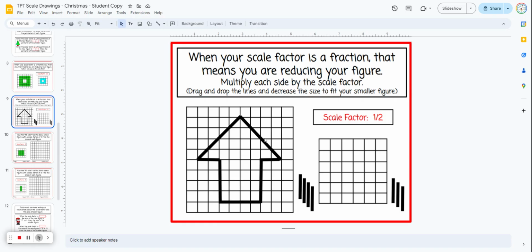This one we have an arrow shape, and we're going to reduce it by a scale factor of 1/2. Now, obviously, these diagonal pieces are going to be difficult because we can't count the units, so we're going to start at the bottom. And this bottom measurement is 4 units, and I'm going to divide by 2, and the new distance will be 2 units.